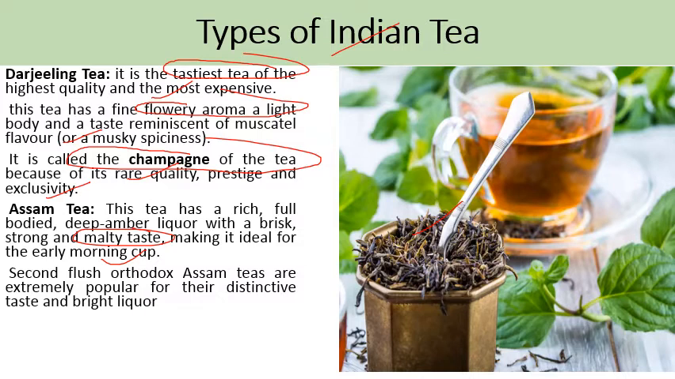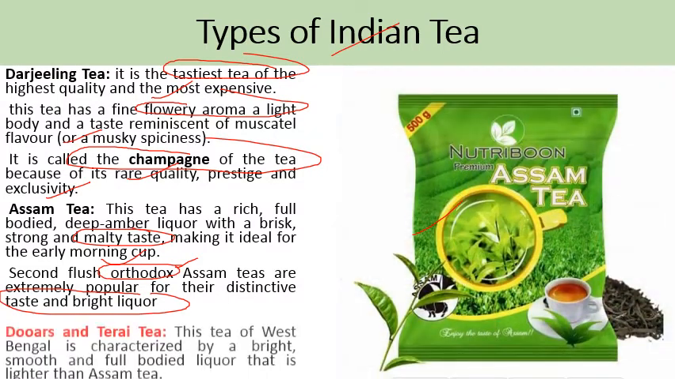Second flush Orthodox Assam teas are extremely popular for their distinctive taste and bright liquor. So जो second flush की जो leaves हैं और उन्हें orthodox process से बनाया जाता है, they are very popular for their distinctive taste and bright liquor-like color.